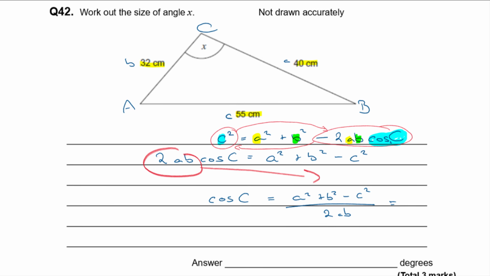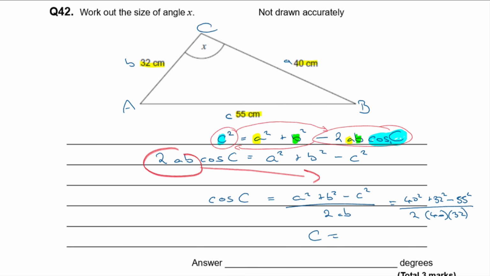Okay, so I already labelled up my triangle ABC, so it should be a little bit easier to sub in. So a squared is going to be this 40 over here, 40 squared, plus b squared, that's the 32 squared, minus c squared, that's going to be the 55. And that's divided by 2 times a, which is 40, times b, which is 32. Then we need to take the inverse cosine of that, don't we?